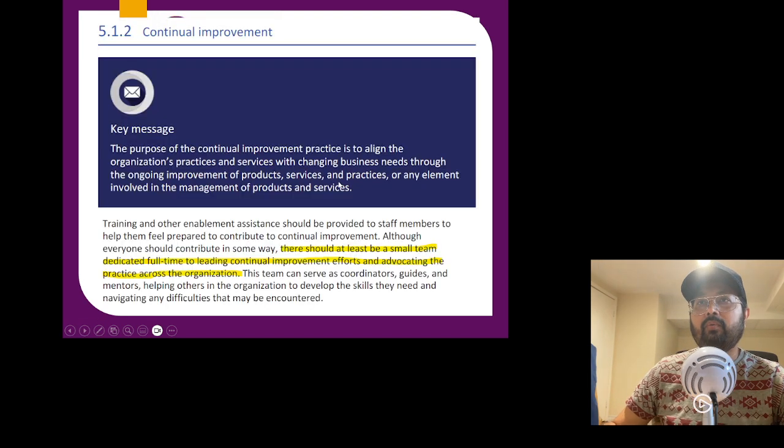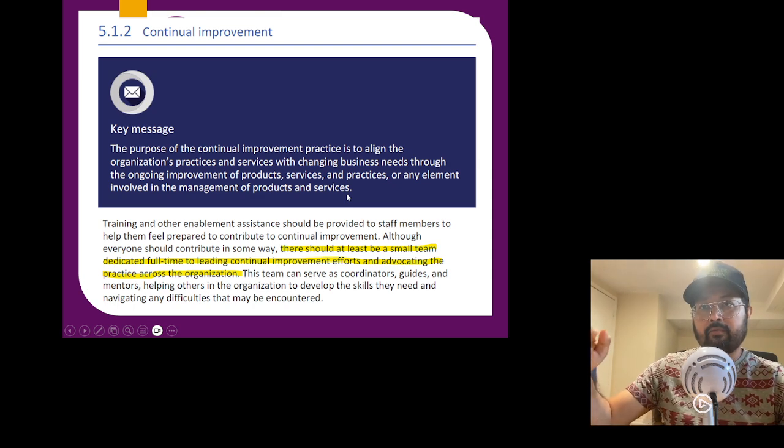Now come to the point. What is continual improvement? The purpose of the continual improvement practice is to align the organization's practices and services with changing business needs through the ongoing improvement. So it's actually what it does: it meets the needs of the business through continual improvement, to keep the business aligned with the processes, services and practices, or any other element involved in the management of products and services.